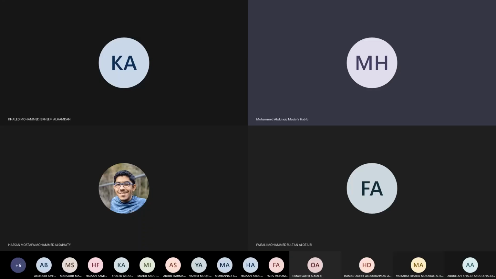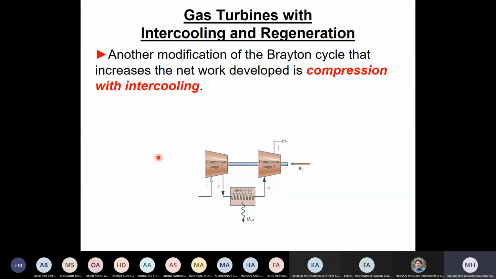together. The other thing is what we call intercooling. Intercooling is that this is the inlet to the compressor, and then we do not do the compression all the way in one compressor, but we compress it to a certain pressure, and then cool it again, and then compress it in another compressor. So what we do, this is what we call intercooling.